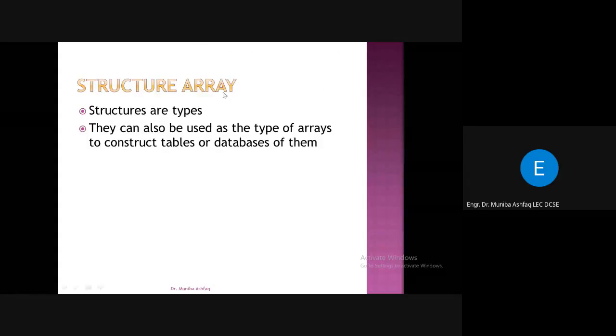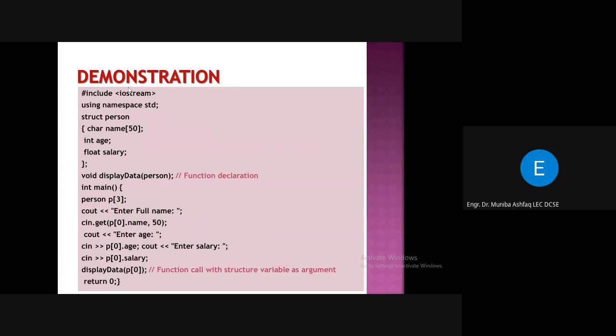Right, now come towards structure array. Structures are types that can also be used as a type of arrays to construct tables or databases of them. So structure is a type, just like you make an integer array or character array. Structure is also a type, so you can also make a structure array. Look at this, this example demonstrates how to make the structure array. It's very simple, not too difficult.